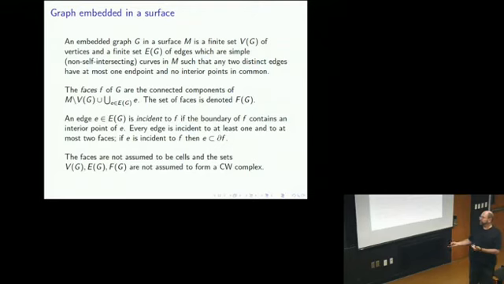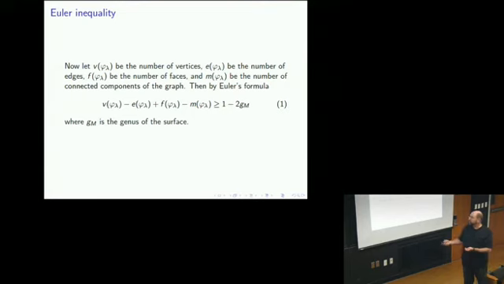Every edge is incident to at least one and at most two faces. And if it's incident to F, it's contained in the boundary of the face. We're not assuming that the faces are cells, and we're not assuming that this is a CW complex in two dimensions. So nodal sets, unfortunately, are rather complicated from that point of view. But there's an Euler inequality for vertices, edges, faces, when you have an embedded graph: vertices minus edges plus faces, minus the number of connected components of the graph, is greater than or equal to 1 minus twice the genus.